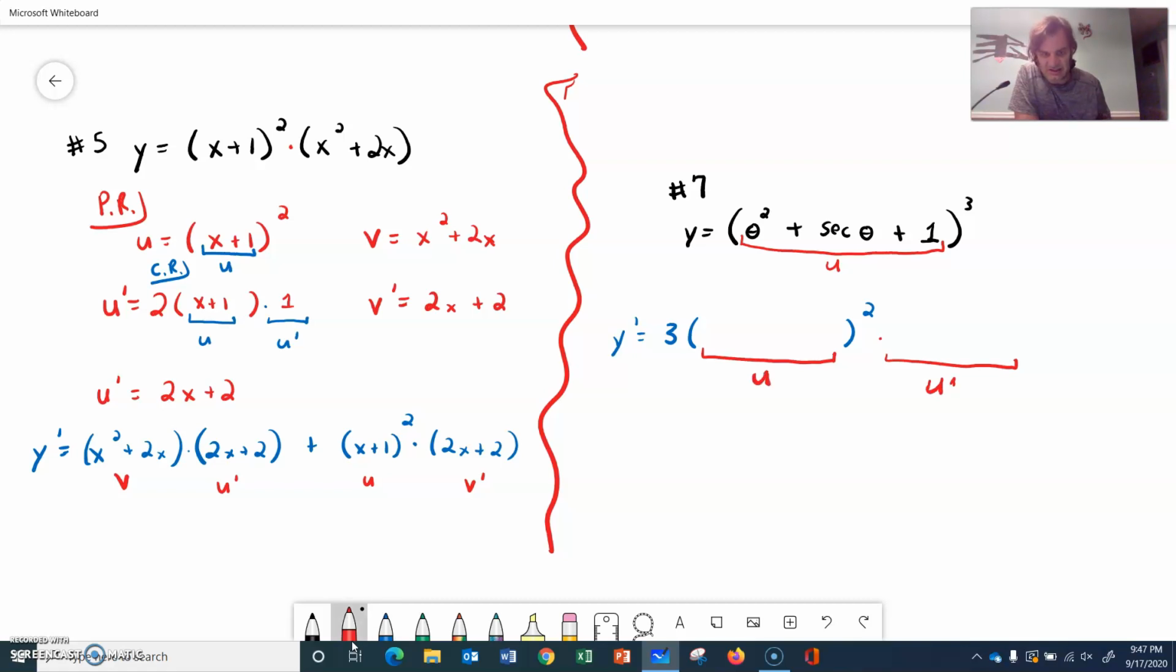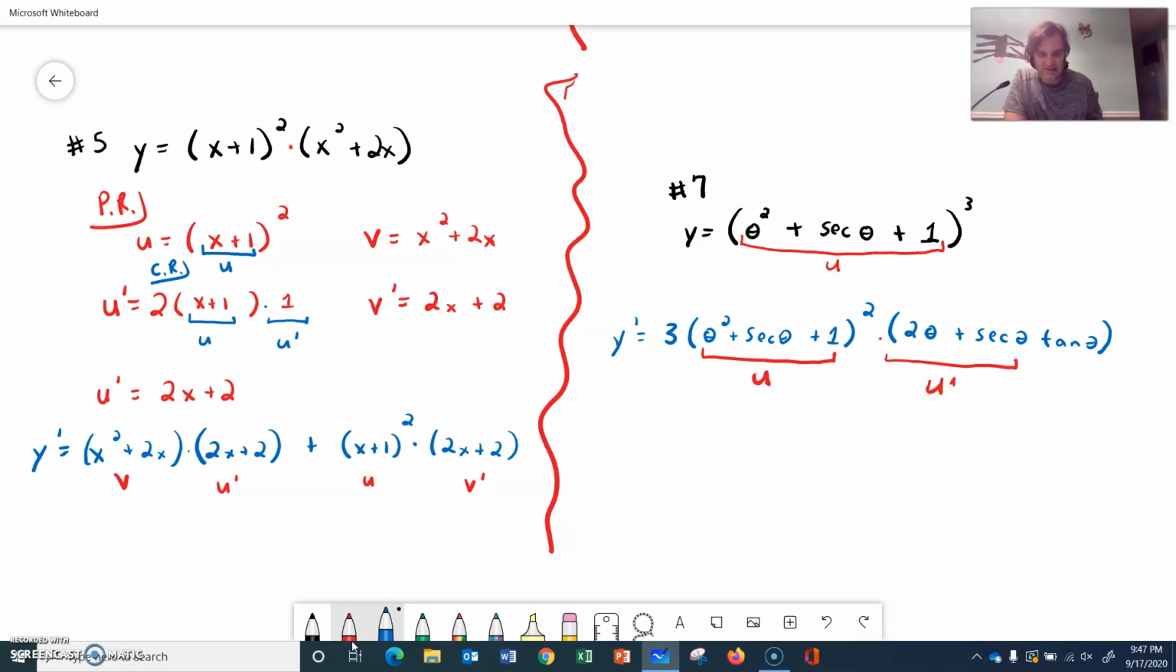Okay, so let's see here. The part that goes inside the u is the original, theta squared plus secant theta plus 1. And then the outside part, the derivative of that: derivative of theta squared will be 2 theta. Derivative of secant is secant theta tangent theta, and the derivative of 1 is 0. I'm not going to write it.